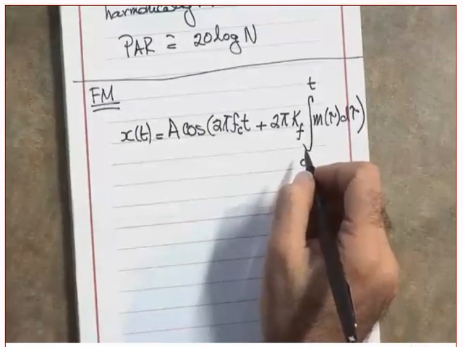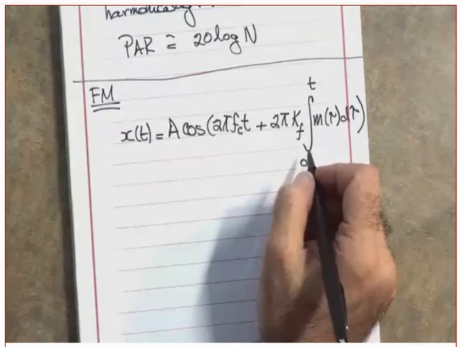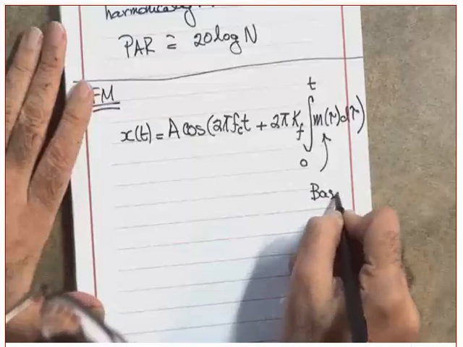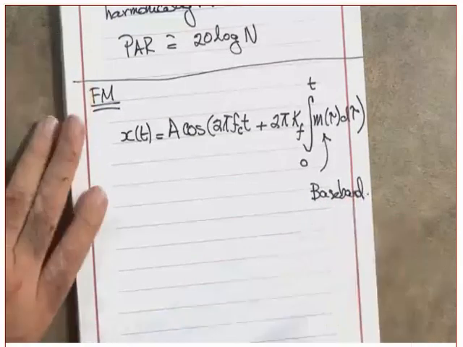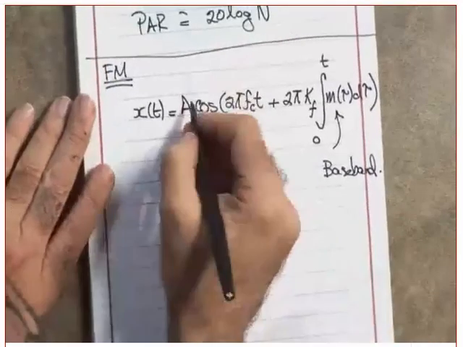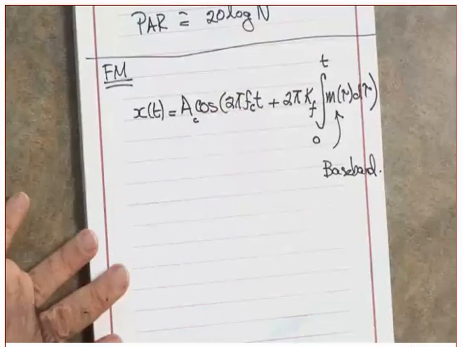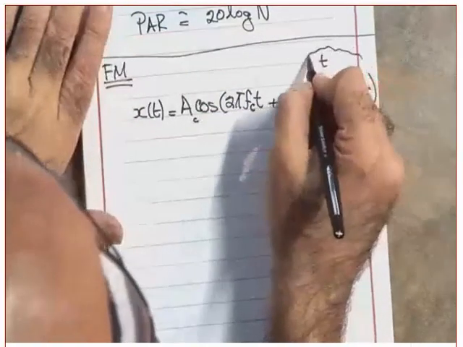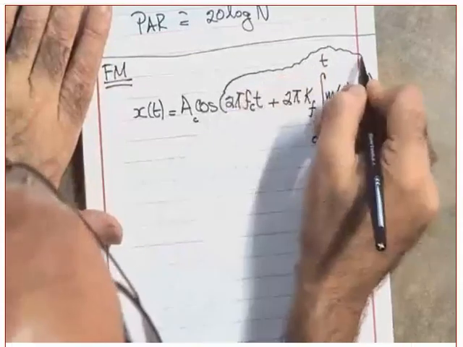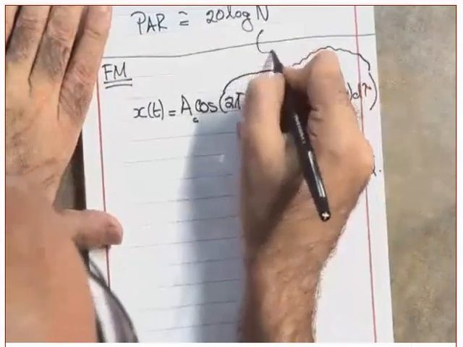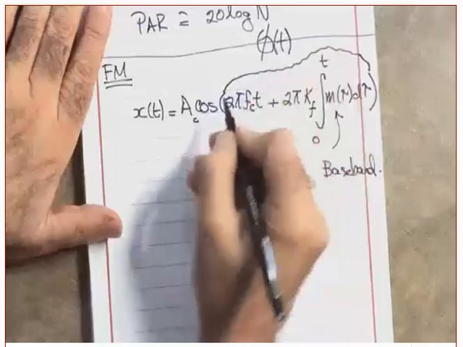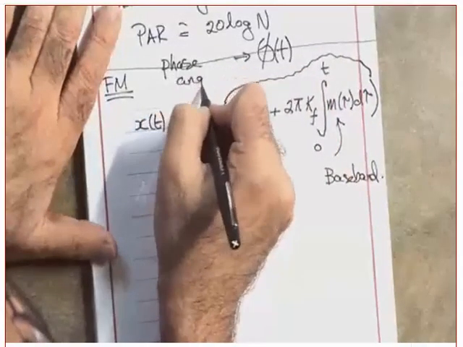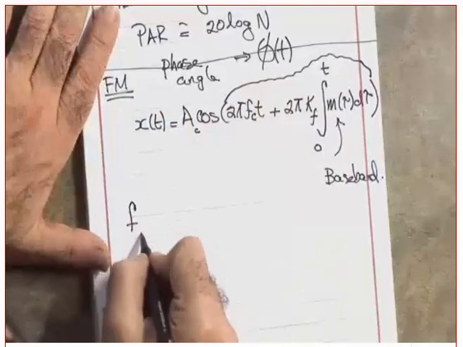What is this m of t? m of t is called the modulating signal. This is the baseband. Clear? This is the carrier frequency. This is A sub c. Is the amplitude constant? The amplitude is constant. You follow me or not? What do I call this whole thing, from here to here? We call it the phase angle. What is the instantaneous frequency?